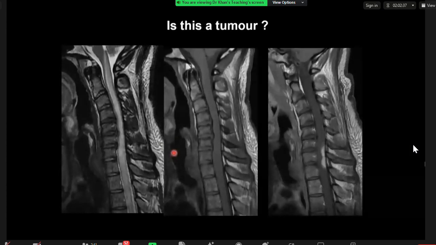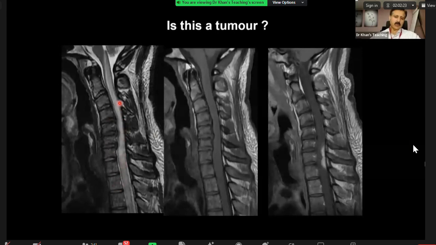Having just discussed those features that are a warning of tumour, this avid enhancement is definitely suspicious for tumour versus another pathology. The rest of the cord shows this high signal, which means that there might be edema. So if you see here, now look at the fine touch.